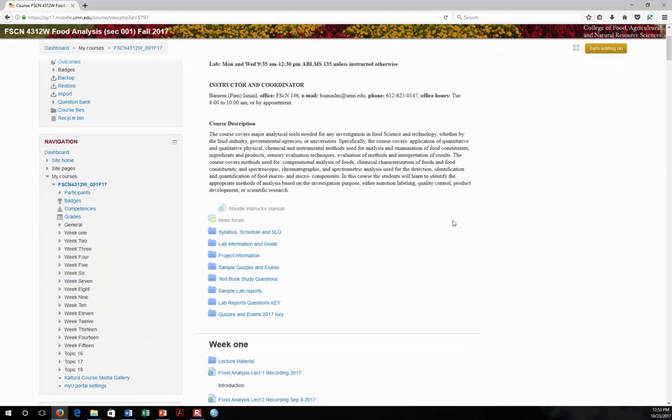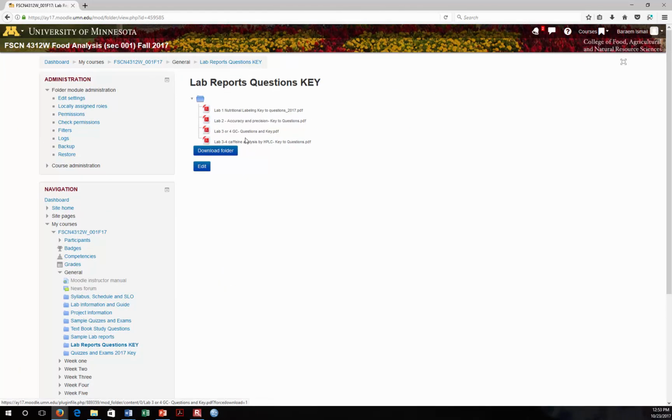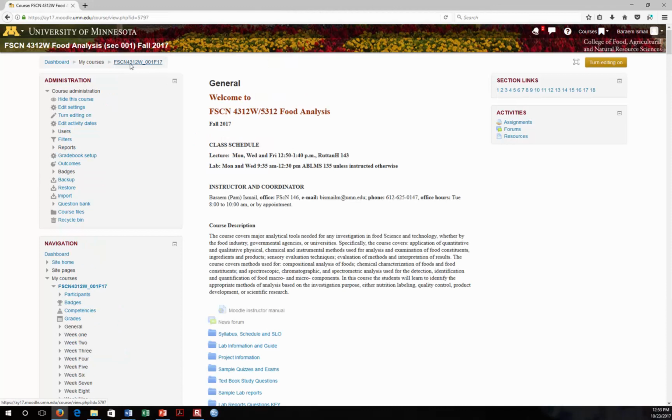If you go to lab report questions, so far we have the first 4: nutrition labeling, accuracy, GC, and HPLC key. It's very important that you look at those. Sometimes questions in the exam come from questions in your lab reports. I will post the AA and MS on Friday as soon as everybody turns in their lab reports. So I'll post those as well. These are helpful to look at after you study so that you test your knowledge. Okay?